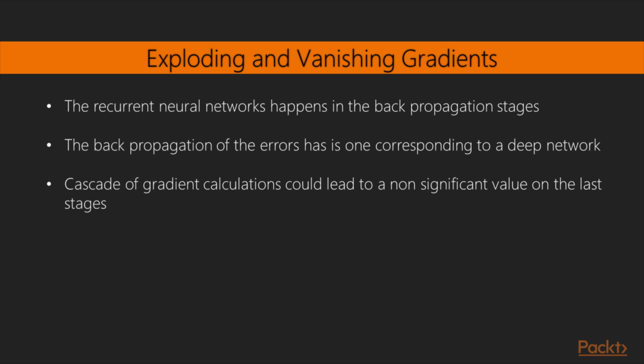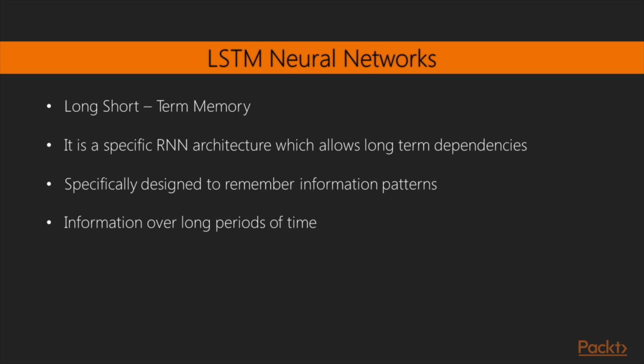Exploding and vanishing gradients. One of the main problems of recurrent neural networks happens in the backpropagation stages. Given its recurrent nature, the number of steps that the backpropagation of the errors has corresponds to a very deep network. This cascade of gradient calculations could lead to a very non-significant value on the last stages, or on the contrary, to an ever-increasing and unbounded parameter. Those phenomena receive the name of vanishing and exploding gradients. This is one of the reasons for which the LSTM architecture was created.